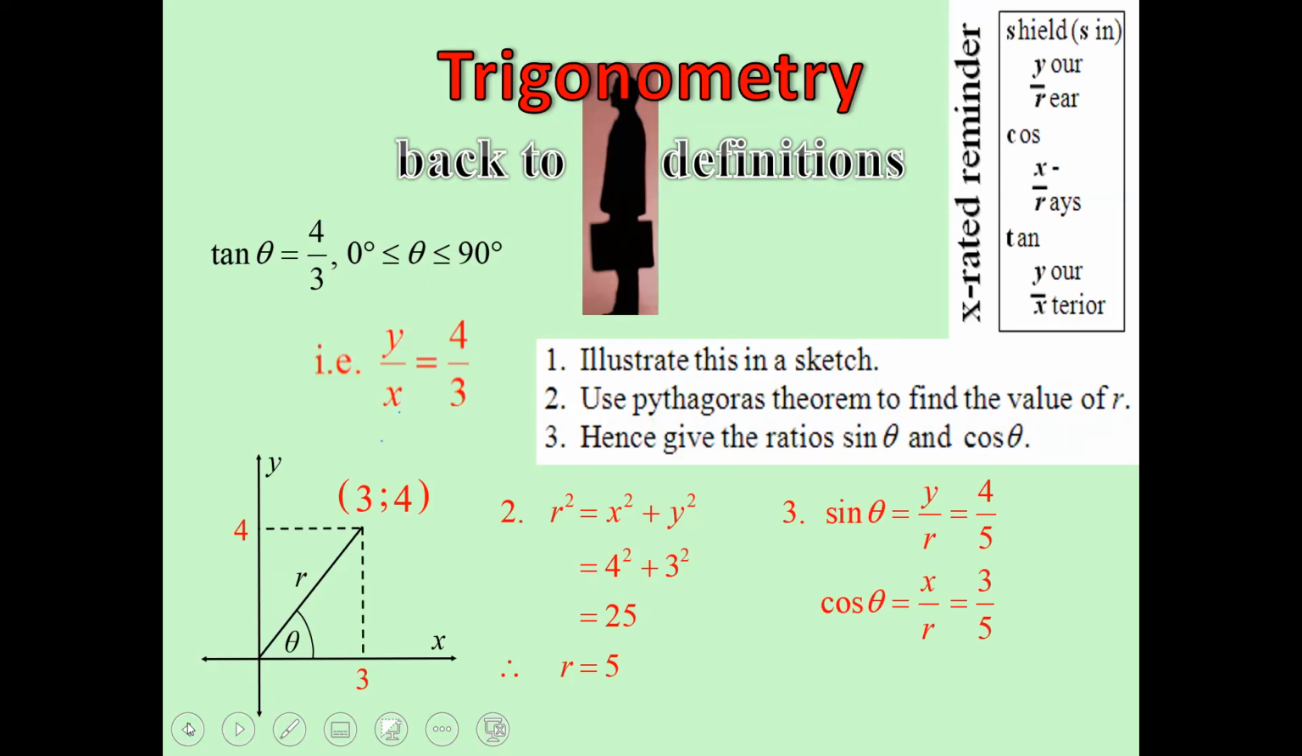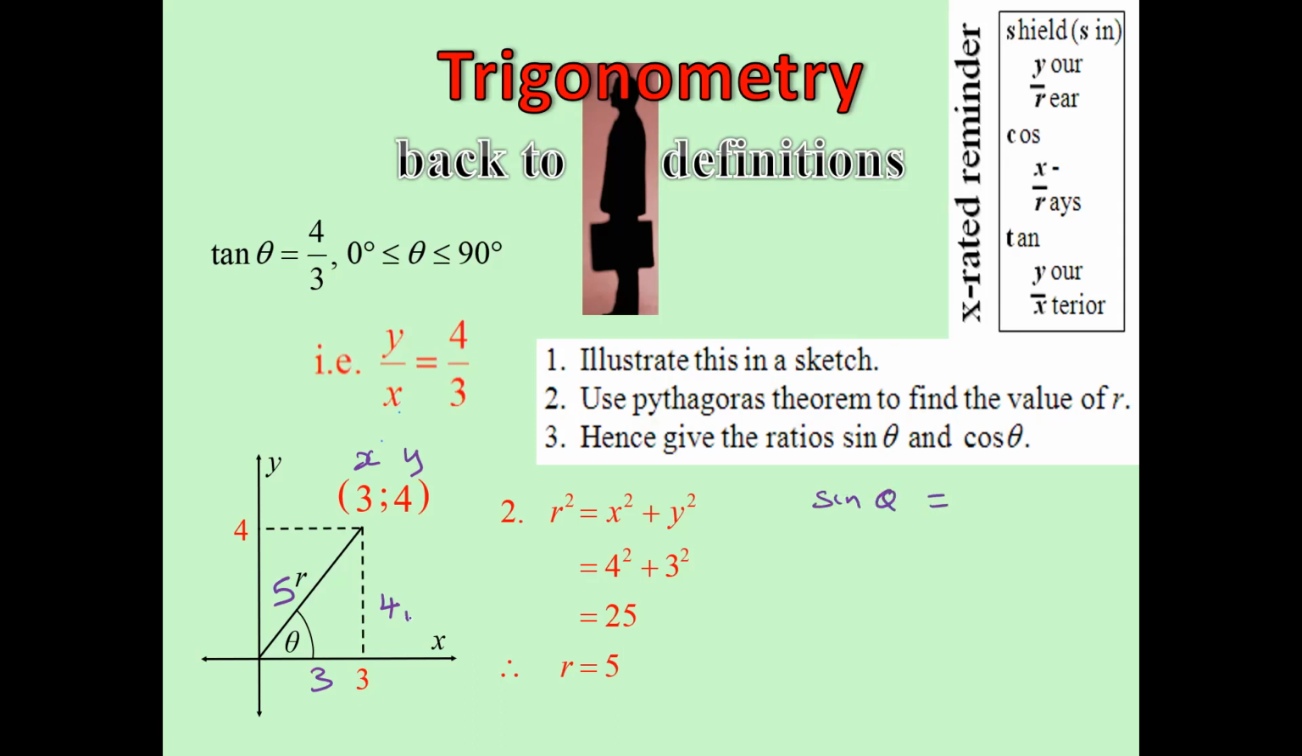Because if we summarize this, we now have a conclusion here that x is 3, y is 4, and we found r to be 5. So if you think about all your ratios, what is sine theta? Sine theta is y over r. We can go to our diagram. The y value is 4, because sine is y over r.